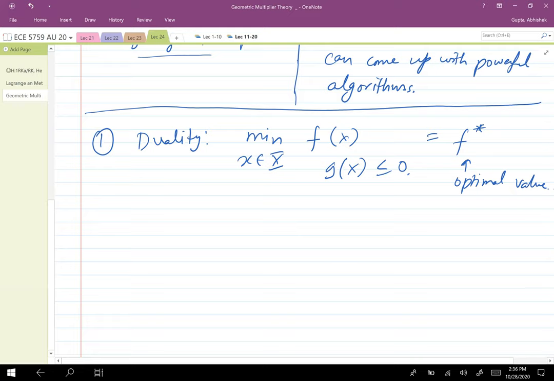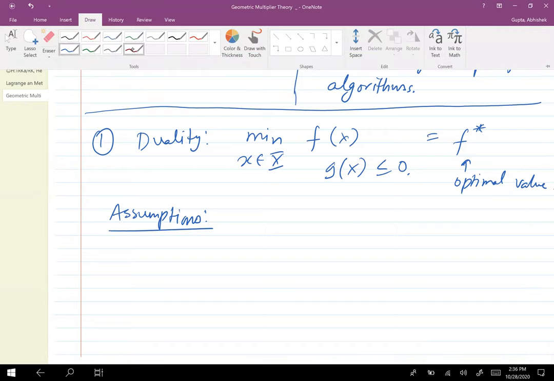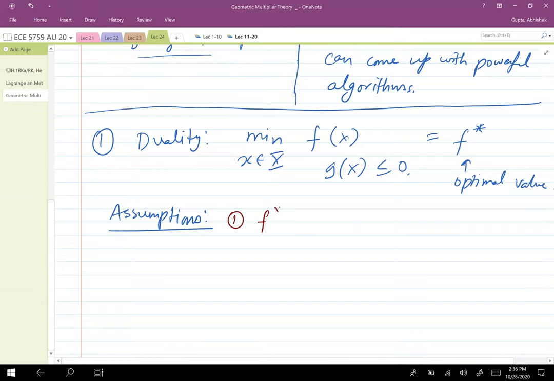Okay, I'm going to make two assumptions. The first assumption is I want F star to be finite. So I don't want a situation where the infimum, you can change this minimum to infimum, which is what we want to solve. So let's consider a situation where the infimum does not exist. So the infimum is equal to minus infinity or something. So I want to not consider those situations. So I want my F star to be strictly less than infinity.